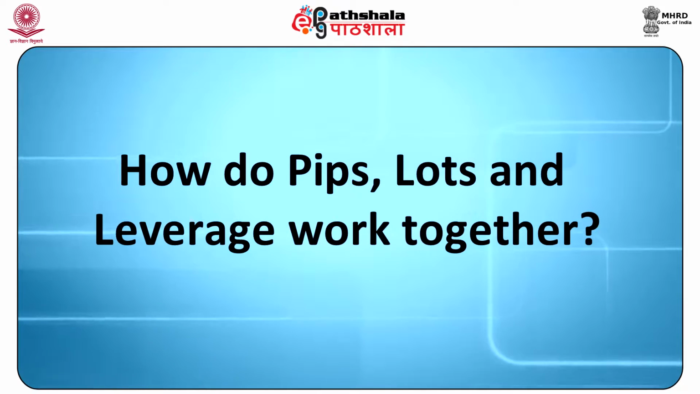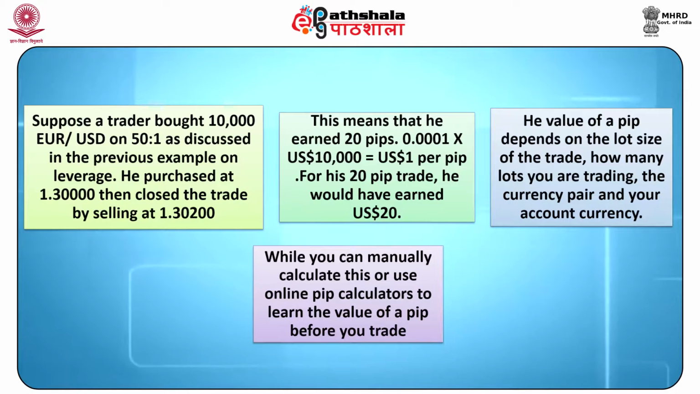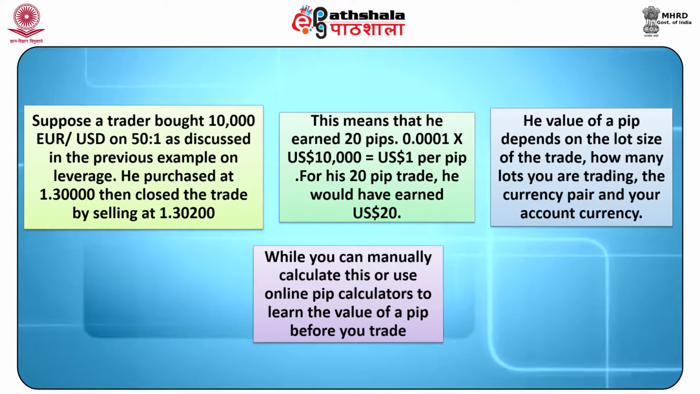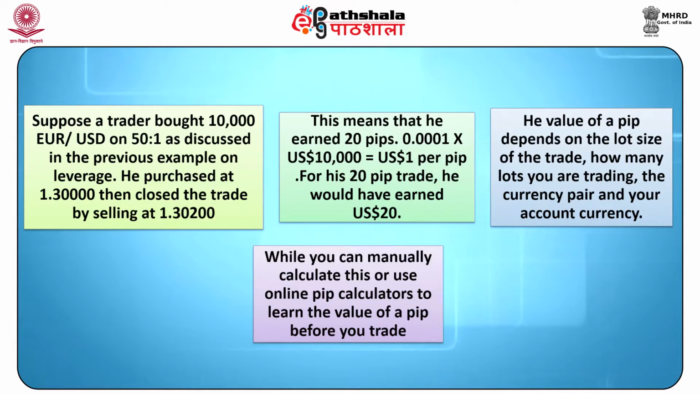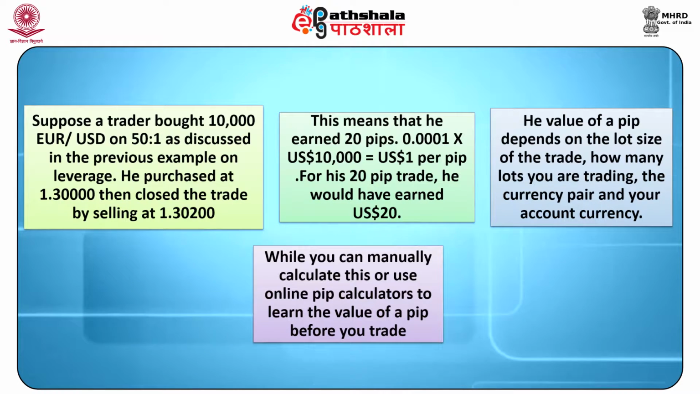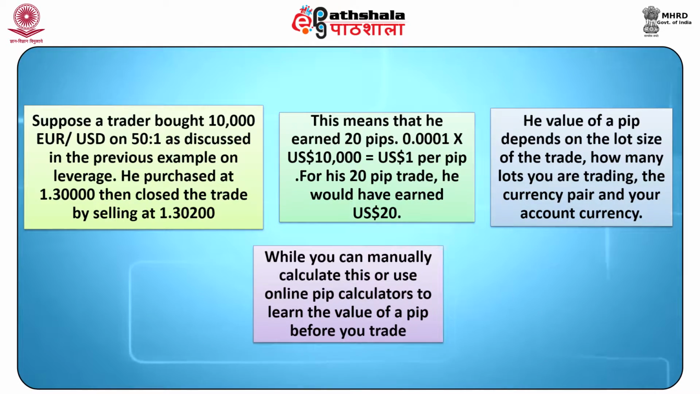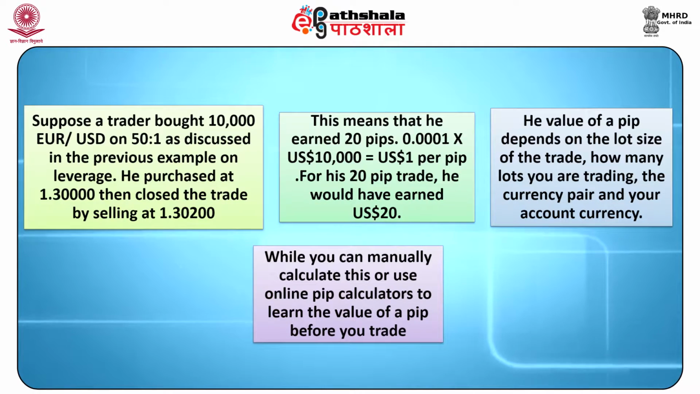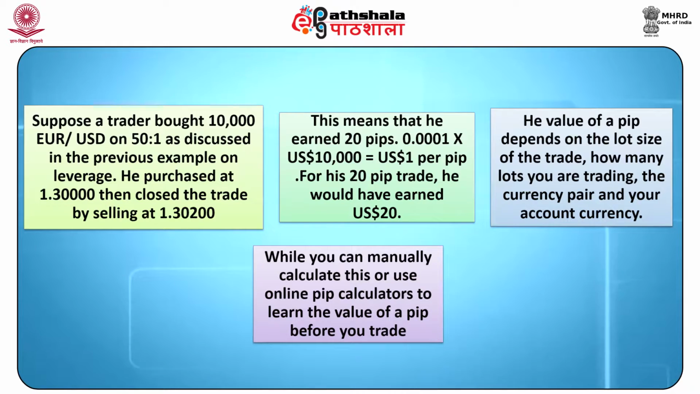How do pips, lots and leverage work together? Suppose a trader bought 10,000 EUR/USD on a 50:1 ratio as discussed in the previous example on leverage. He purchased at 1.30000, then closed the trade by selling at 1.30200. This means that he earned 20 pips. That is 0.0001 into US dollars 10,000, which is equal to US $1 per pip. For his 20 pip trade, he would have earned $20.